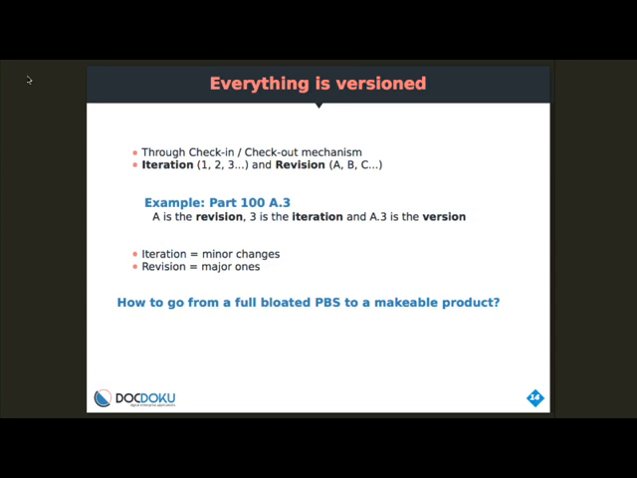Okay, everything is managed under configuration. So we have a history of every modification. In our software, we use iteration and revision. Iteration is just a simple history of every single modification you made on the structure. And revision is a major step. So iteration is 1, 2, 3, revision is A, B, C, and the whole identifies a precise version of a given part.